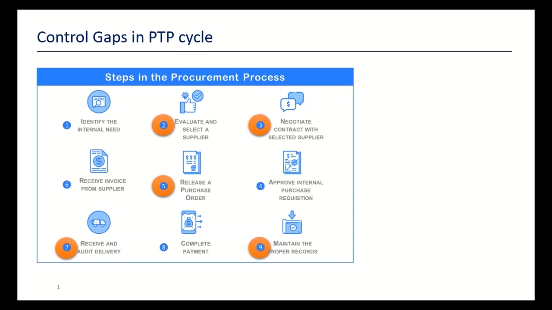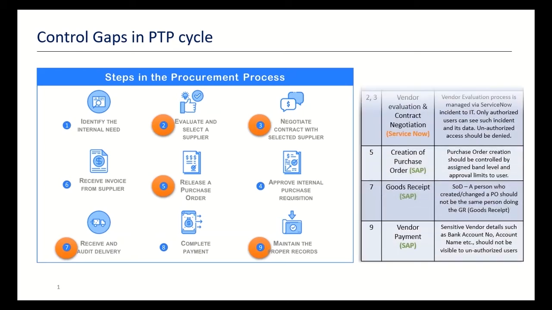To demonstrate these controls, let's look at the specific use cases we're going to see today. We'll have a vendor evaluation process set up in ServiceNow, and then we will see who can access those vendor evaluation incidents. There is a need to control who is authorized versus who is not, because vendor data could have sensitive information like contact numbers, email addresses, and also some financial information.